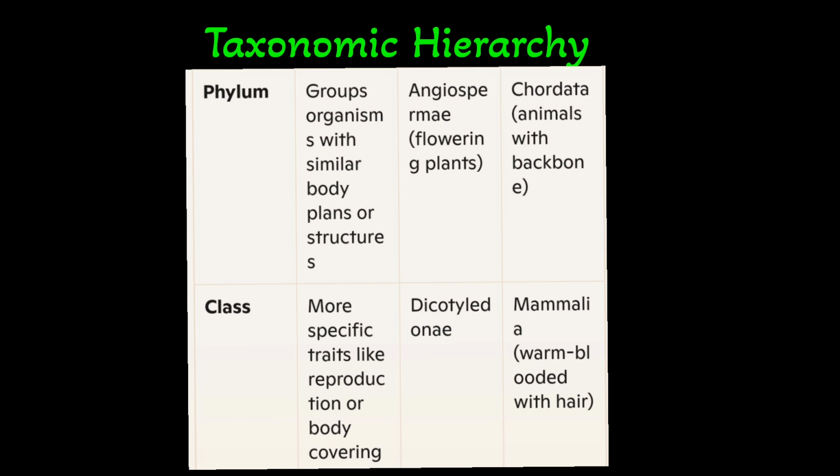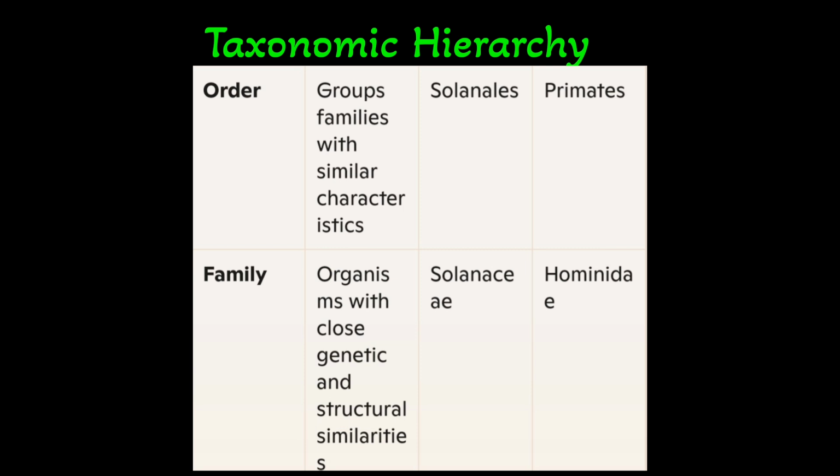The difference between phylum and class is that the phylum groups organisms with similar body plans, whereas the class includes more specific traits like reproduction or body coverings. After that come the order and the family. The order for the brinjal is Solanales, whereas for the human it is Primates, and the family for the brinjal is Solanaceae, whereas for the human it is Hominidae. The order groups families with similar characteristics, while the family considers organisms with close genetic and structural similarities.